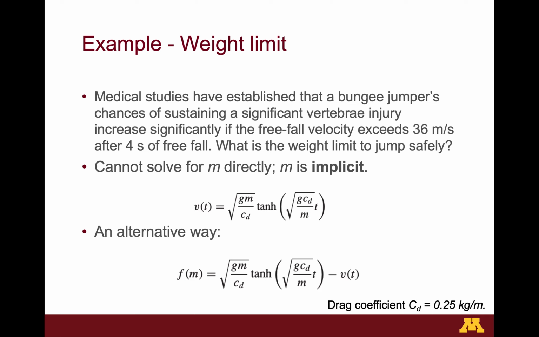Our original velocity equation v(t) is shown here, and it cannot directly be used to solve the weight limit problem, because here m is implicit. An alternative way is to move v(t) to the right side so that we can form a function of m, which is f(m).